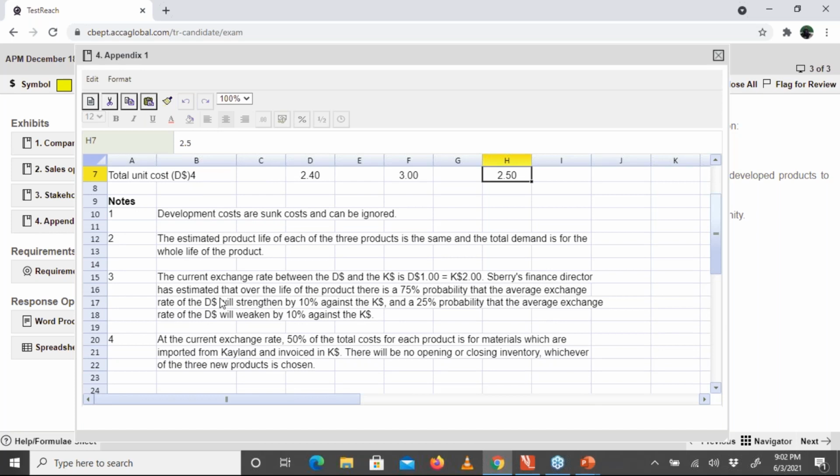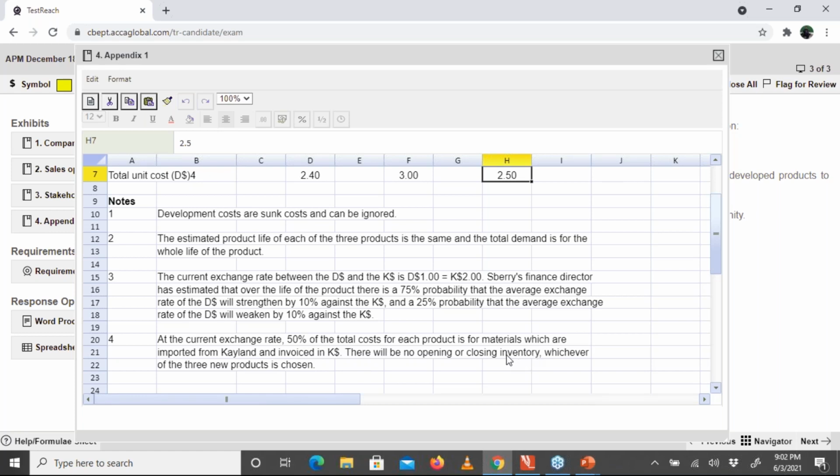Berry's finance director has estimated that over the life of the product, there's a 75% probability that the average exchange rate will be this, and a 25% probability that the exchange rate will weaken. At the current exchange rate, 50% of total cost for each product is for the materials which are imported from K land and invoiced in K dollar. There will be no opening or closing inventory, whichever of the three is used.